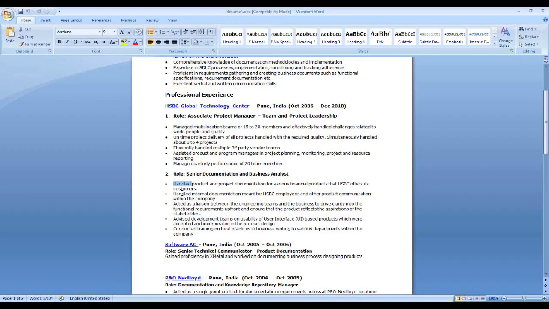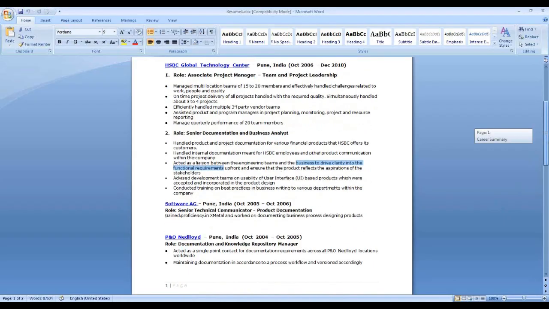Handled is a weak verb, and there we see it again, not one sentence later. Okay? Handled internal documentation meant for HSBC employees. Meant for is not really typical usage. Intended for, provided to, that's okay. Business to drive clarity into the functional requirements, that's really not typical usage either in a formal document. Okay? But this person's experience is excellent.